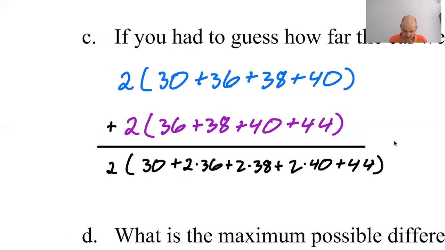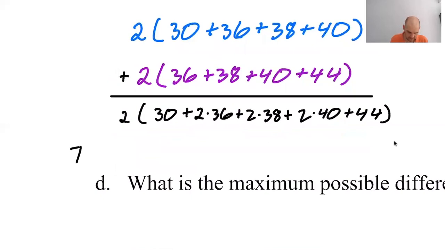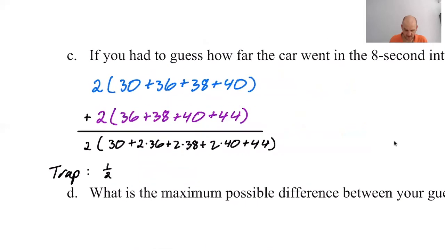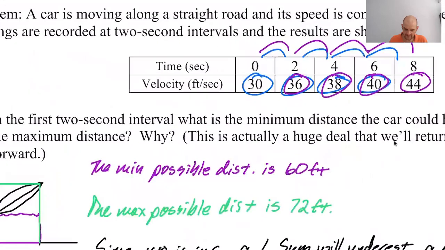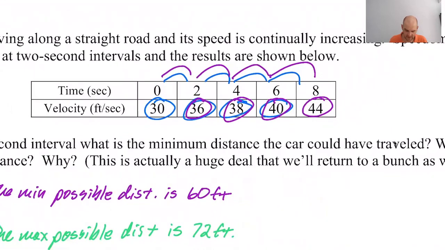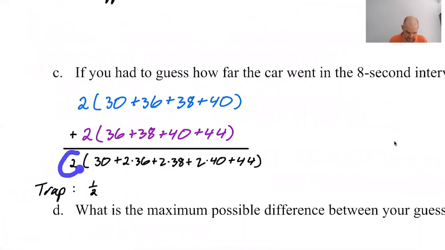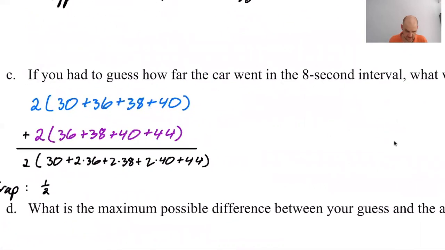For the trapezoids, what I want to do is I want to do 1/2. Now, if I'm doing trapezoids, look at our table. Every one of my trapezoids, remember, is going to have a height of 2. So that's actually what this 2 is. This is the common height that all of our trapezoids have. And then when you're making trapezoids, it's going to go like this: 30, 36, 38, 40, 44.